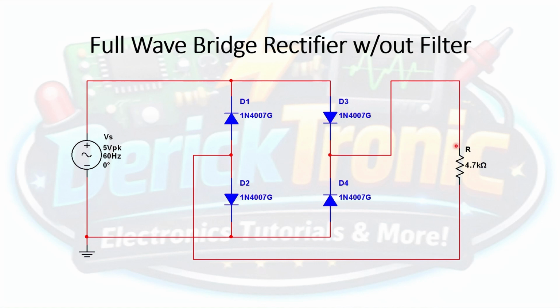Now, the output resistor, in this case we will be using a 4.7 kilo ohm resistor, will be connected to the output terminals of a typical bridge circuit, which is in between diodes 1 and 2 and between diode 3 and 4.